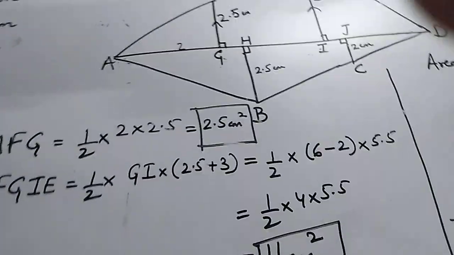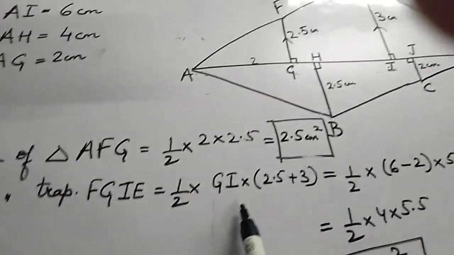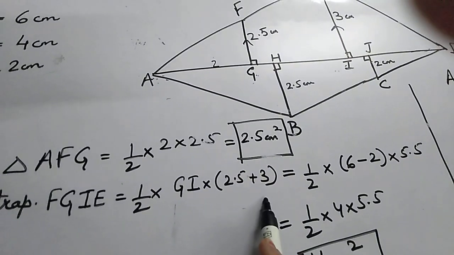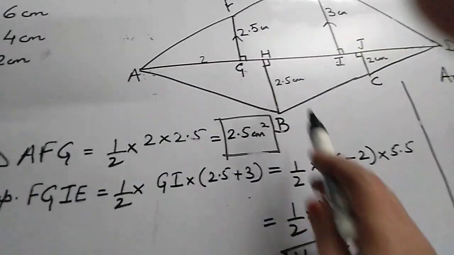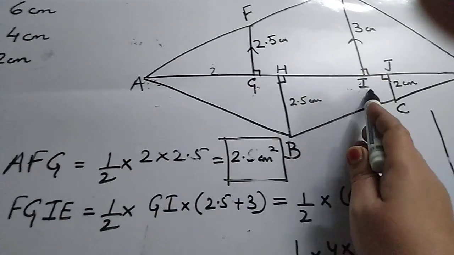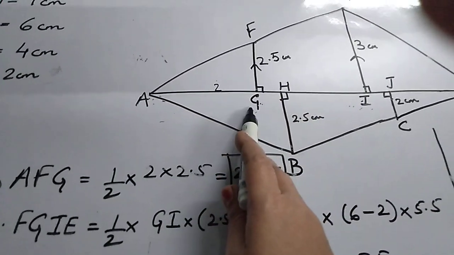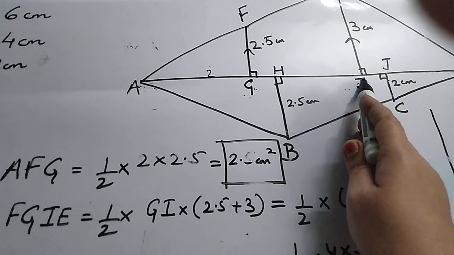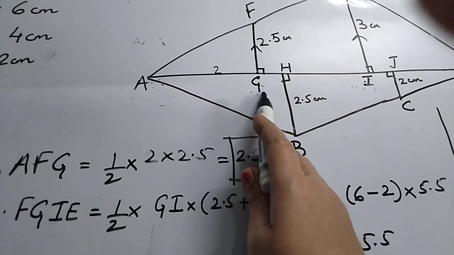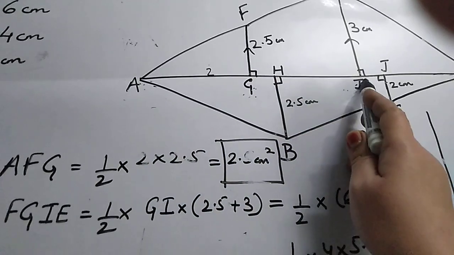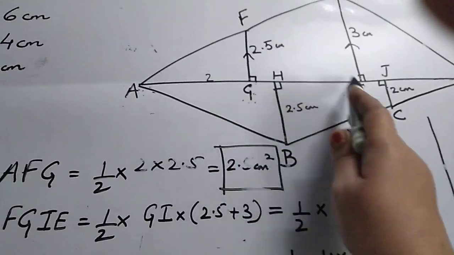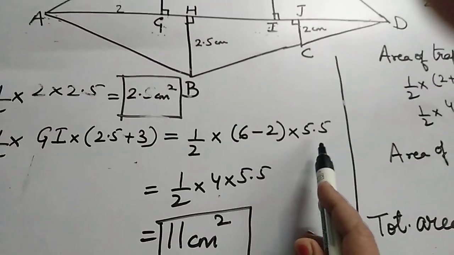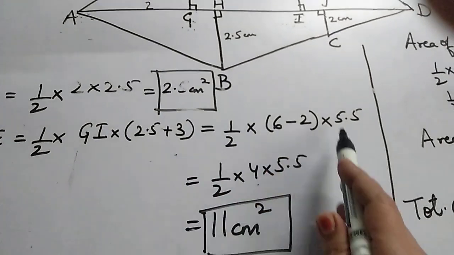So half into GI into the sum of parallel sides, 2.5 plus 3, that we have written here. How do we calculate GI? AI minus AG. From A to I it is how much? 6 centimeters. And A to G is how much? 2 centimeters. So this 6 minus this 2 will give you GI, which is 4 centimeters. Clear? 6 minus 2, and 2.5 plus 3 is 5.5.